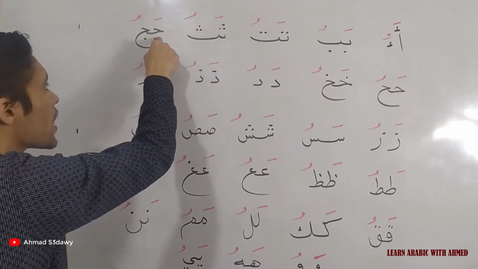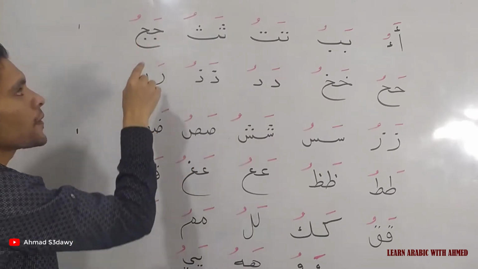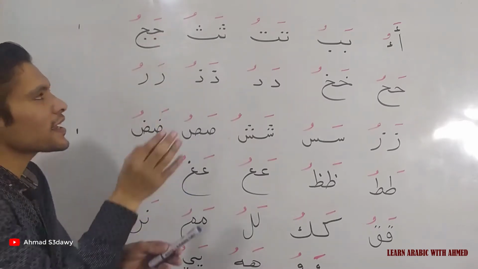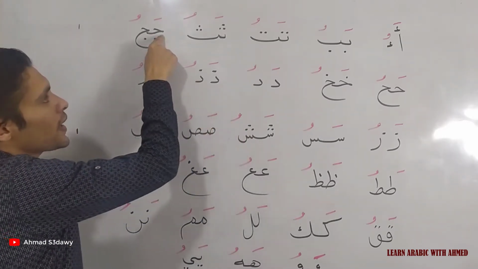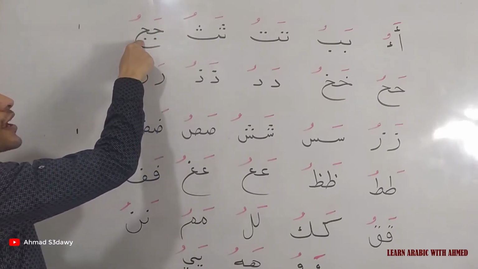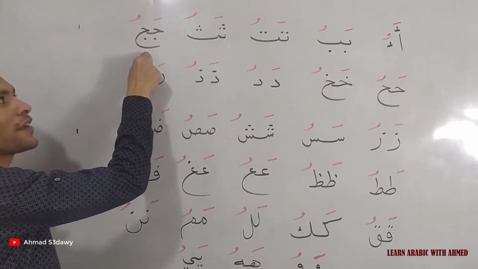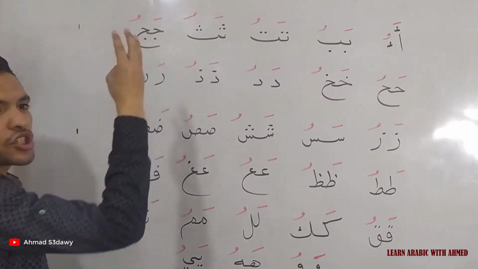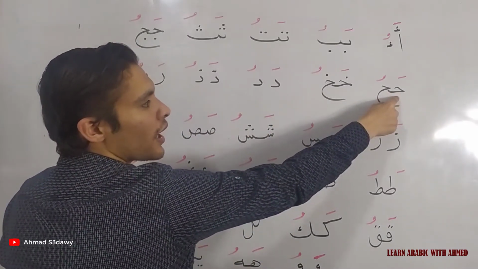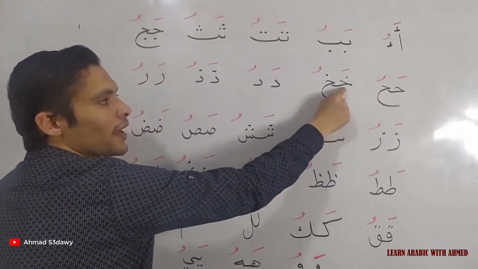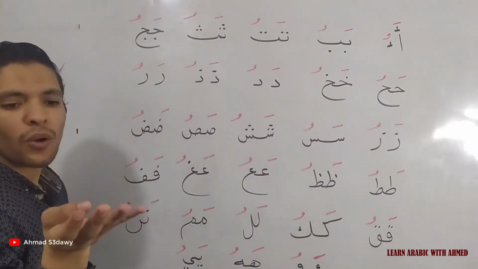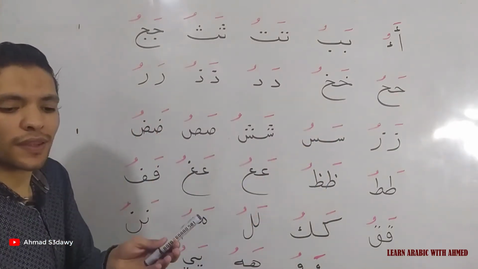And here you have the jim. But you know, if the jim comes in the beginning, you keep the head and you delete the tail. But when it comes at the end, you keep the head and you keep the tail. This is the tail. Jim, ha, kha. It's the same. Look, ha, you keep the head and you delete the tail. Why? Because it's in the beginning. In the beginning or in the middle, keep the head, delete the tail.